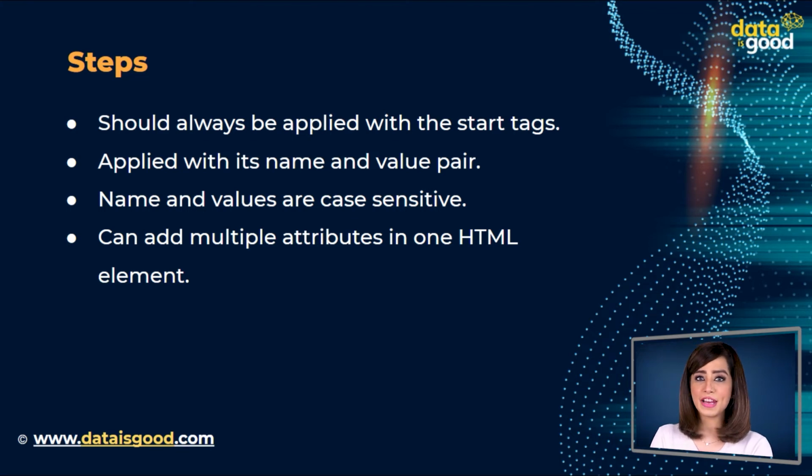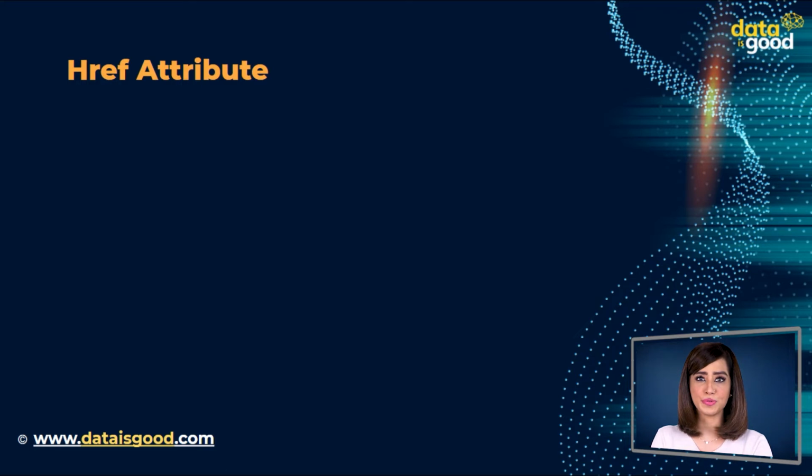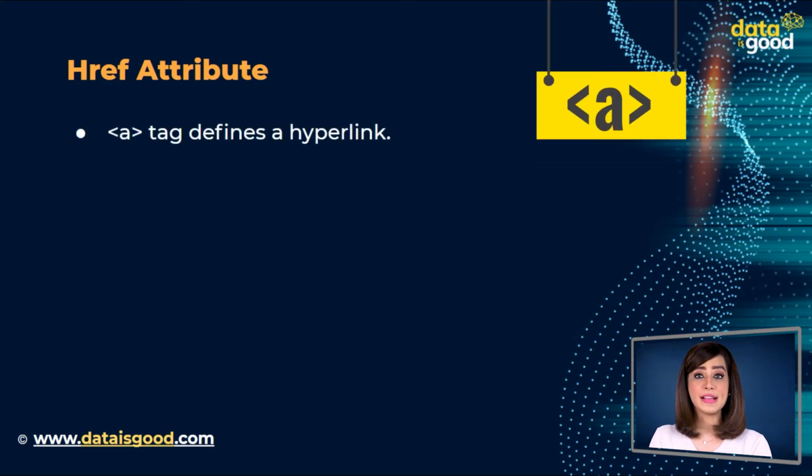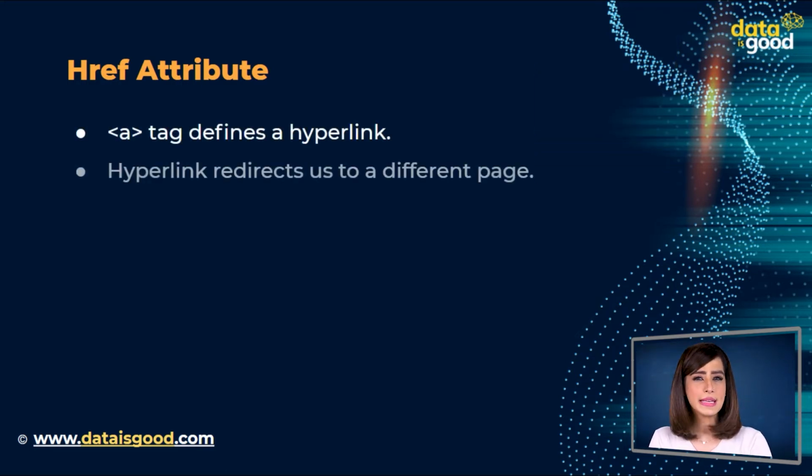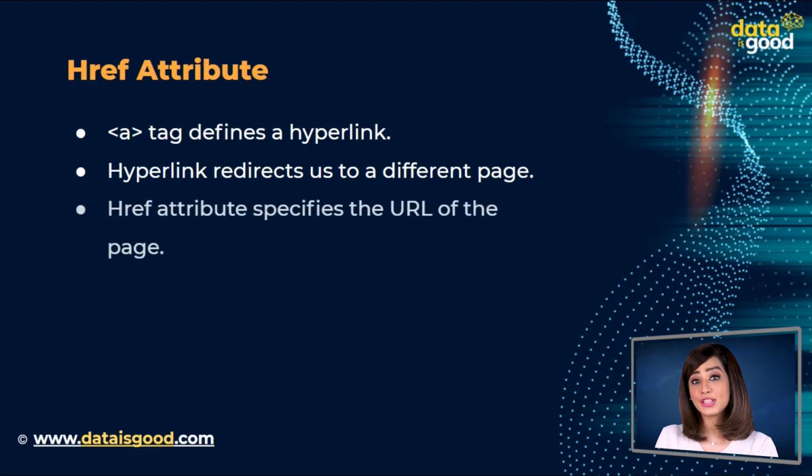Let's see some of the attributes in the HTML. href attribute. The A tag defines a hyperlink. Basically, a hyperlink redirects us to a different page. Here, the href attribute specifies the URL of the page.